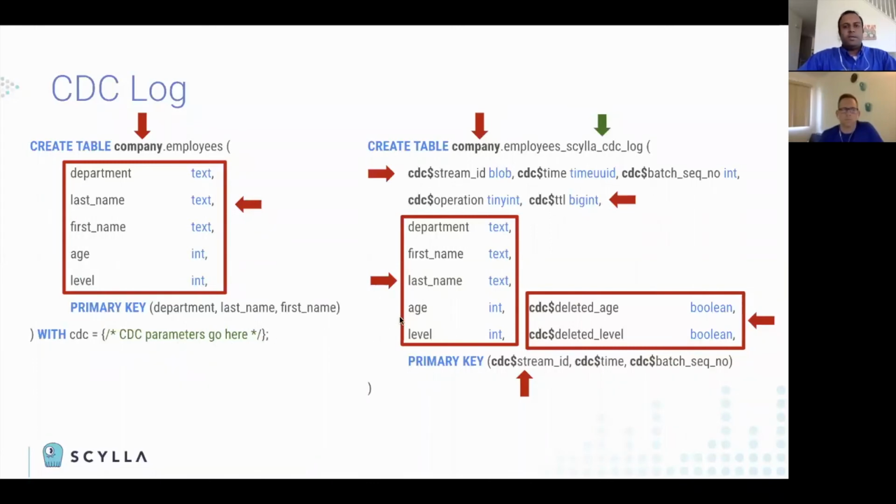Then seamlessly, without you doing anything, the necessary CDC log table gets created, which is a very unique feature of Scylla. You wouldn't really get this in Dynamo or in Cassandra. And typically this gets created with a particular partition key, which is the stream ID, and all the particular records which I mentioned, they all get created here, as well as all the different parameters.